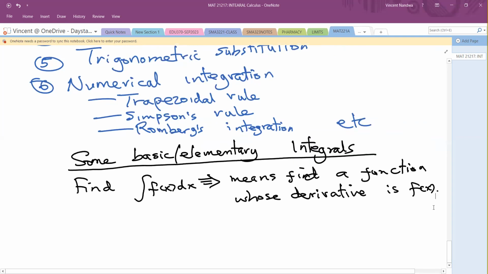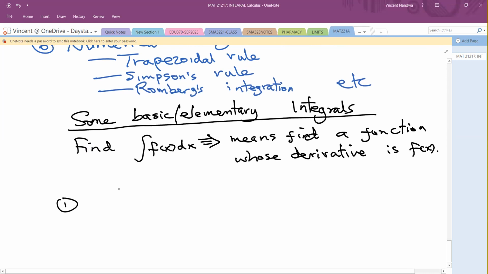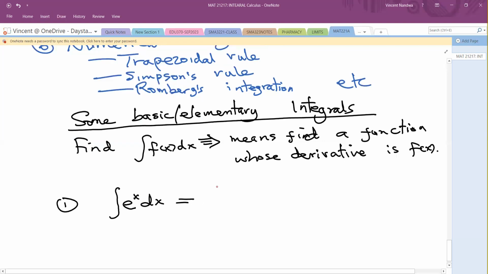So for instance, the first one, the integral of e power x dx is which function? I'm asking you, if you remember what you're doing in differential calculus, what function should we differentiate to get e power x? Okay, maybe that's a hard problem. Let's forget about my question. Let's do some recall.